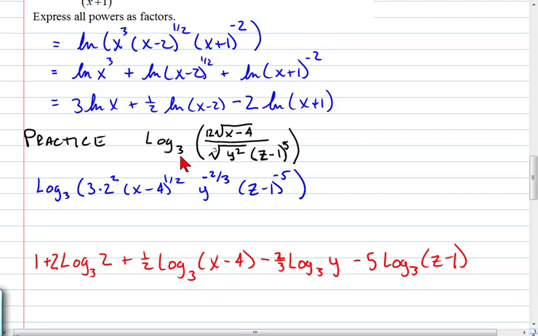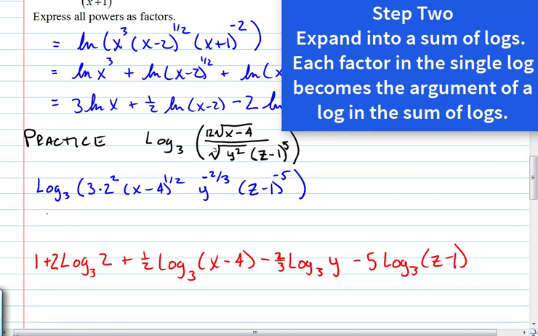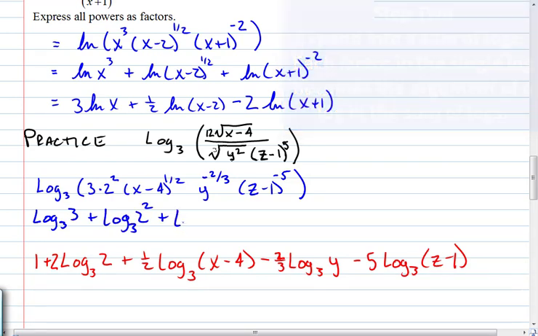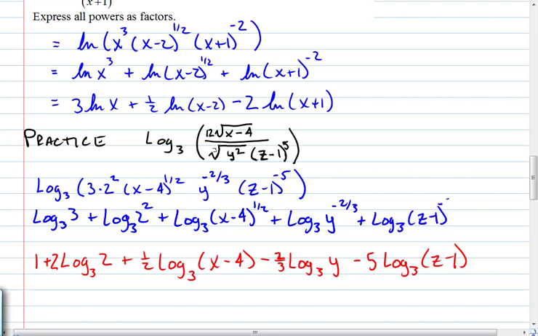Anytime you have a log base 3 and 3 happens to be a factor of a number, you can pull that number out as a constant. This is going to be rewritten, when I expand it, as a sum of logs. It's log base 3 of 3 plus log base 3 of 2 squared plus log base 3 of x minus 4 to the 1/2 plus log base 3 of y to the negative 2/3 plus log base 3 of z minus 1 to the negative 5th.